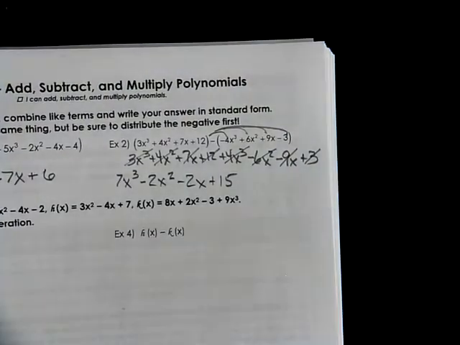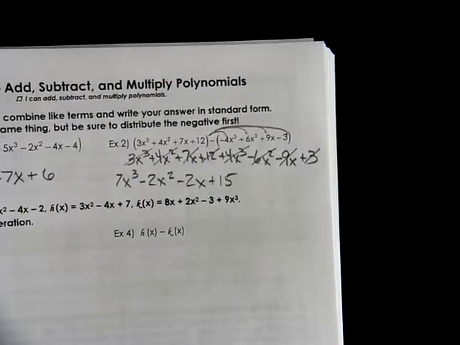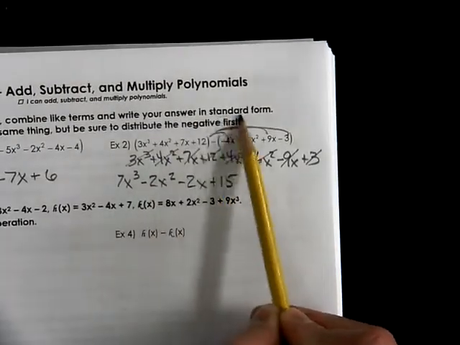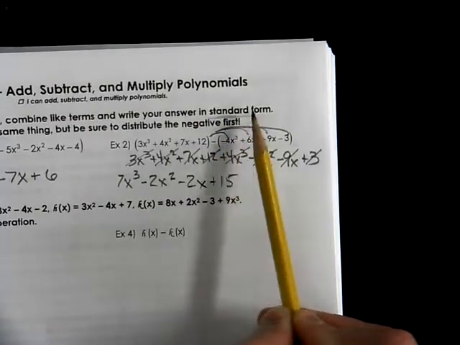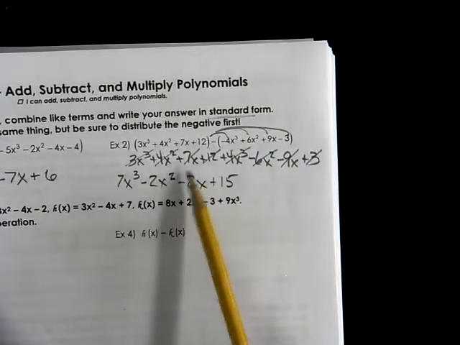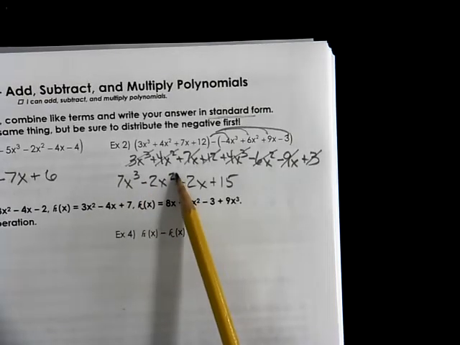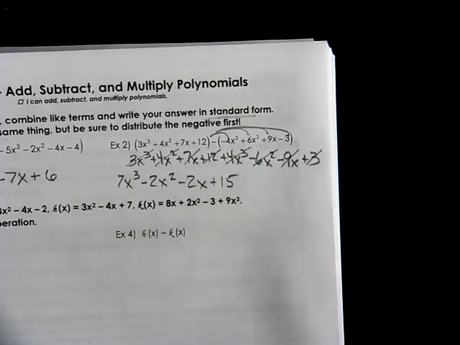So by collecting your like terms, we can simplify our polynomials. Does the order you write it matter? The answer should be written in standard form. So that's when you write the answer with the largest exponent first and decreasing order after that.